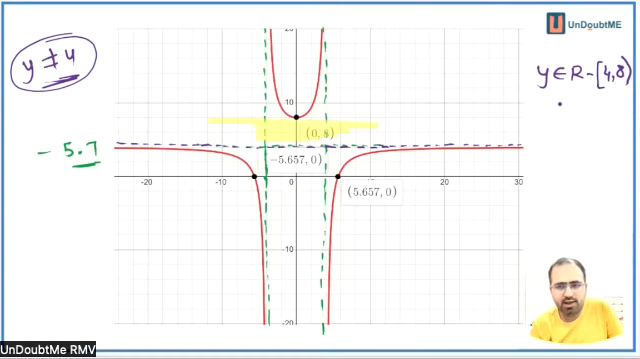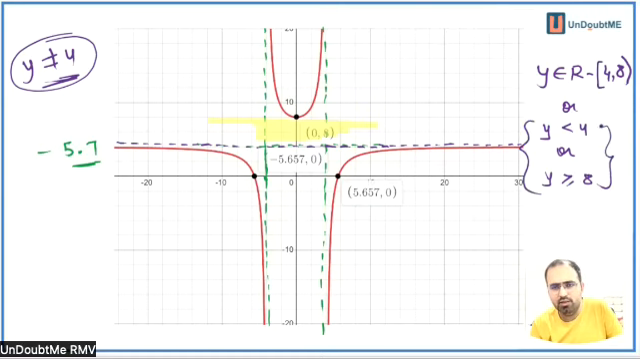If it seems complicated, then you can go with y is less than 4 or y is greater than or equal to 8. You can write range in this form as well. So whichever you are clear with, you can go ahead with that.